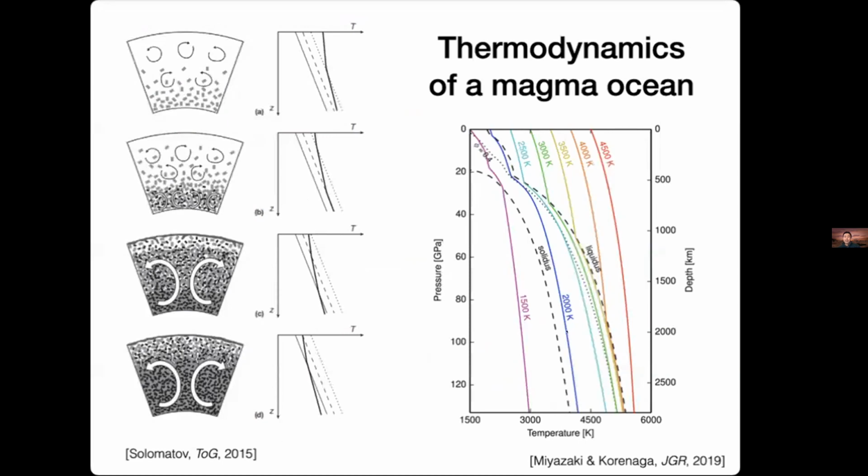Shown to the right is my students' effort to better quantify those melting curves and also the mantle adiabat by compiling all of the experimental constraints on high pressure mantle melting in a thermodynamically consistent manner. This red line is the adiabat for a potential temperature of 4500 K, and this orange one is for 4000 K and so on.